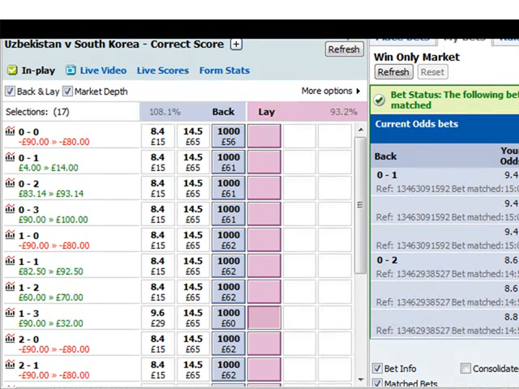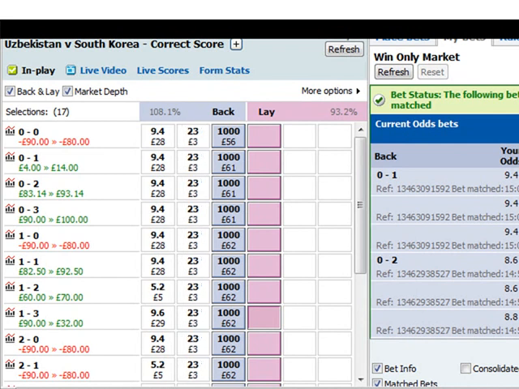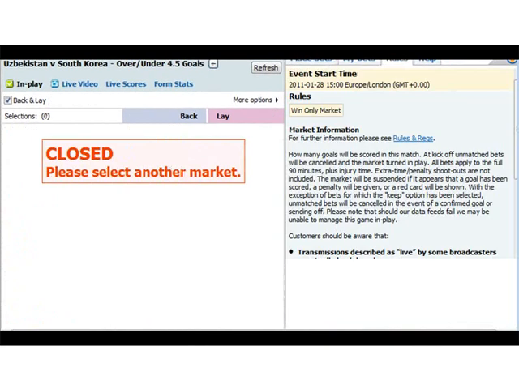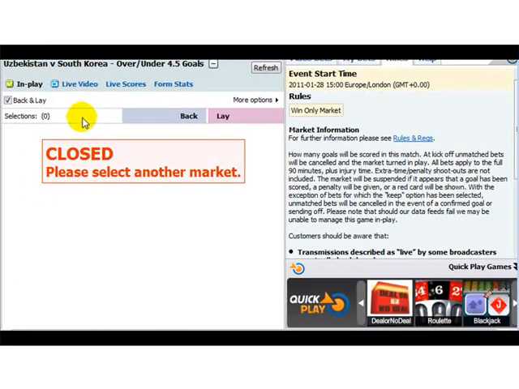Why £60? Well, we would make, if we went to 2-3 or 1-4, we'd win £100 on the over 4.5 market. We've won £50 on the half-time score market, minus our £90 liability that we'd have on the correct score market. 2-3, 3-all, and 1-4 we'd lose on.